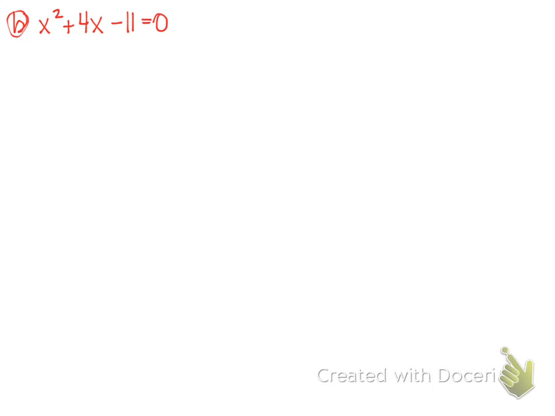So let's start with this example. So step 1 said that we need to take our constant term and move it to the other side. Our constant term this time is negative 11 or minus 11. So to get it to the other side, we're going to add 11 to both sides. So we have x squared plus 4x is equal to 11. Okay. So now we got that taken care of.